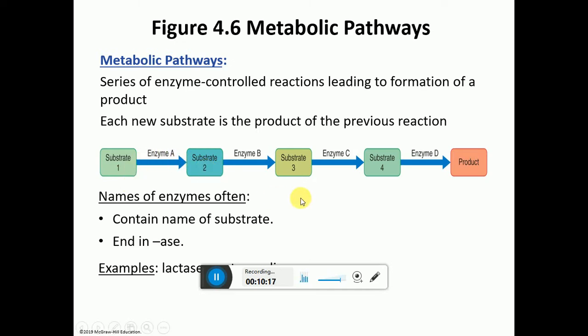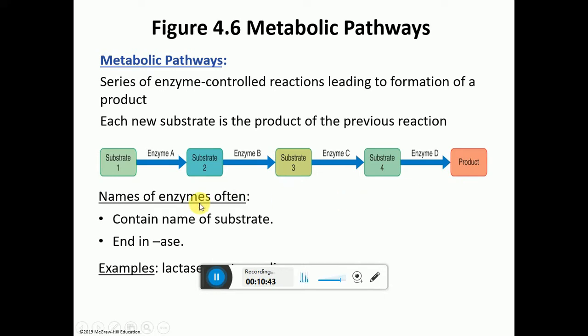The one that will control this whole reaction would be that very first enzyme. If that enzyme isn't there, or there's a defect in that enzyme, you've pretty much limited how much of the product you can make, or maybe not even make any of the product at all.